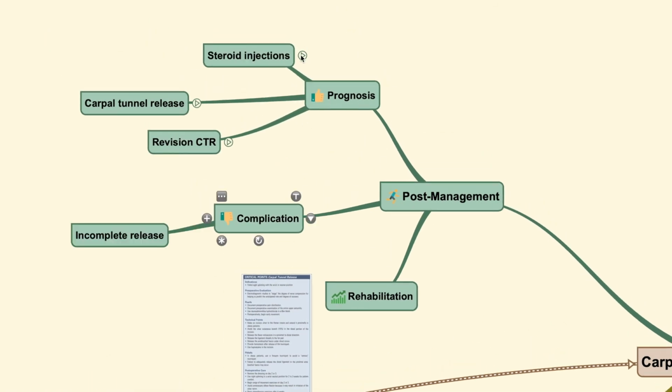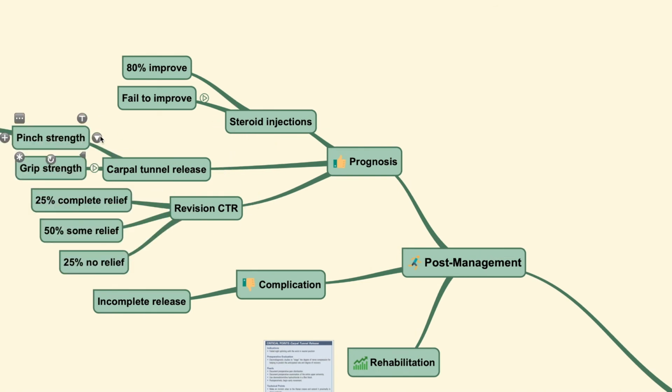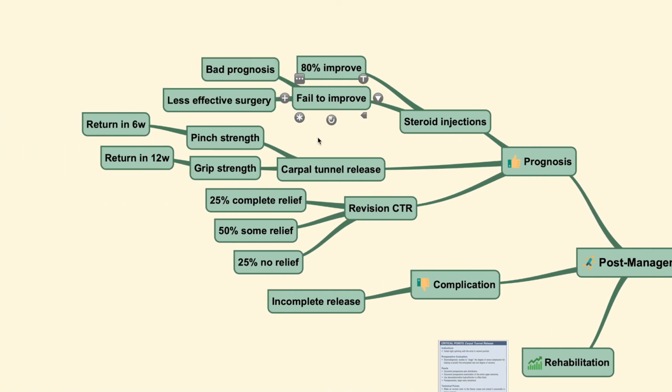and also the complication. Well, the prognosis for steroid injections as one of the non-operative treatment modalities is usually around 80%, and failure to improve after surgery is one of the indications that this patient might have a bad prognosis, and surgery itself might have less effect on this group of patients. The carpal tunnel release itself is also related to the loss of pinch and grip strength, which will in turn regain its original power in around 6 to 12 weeks.